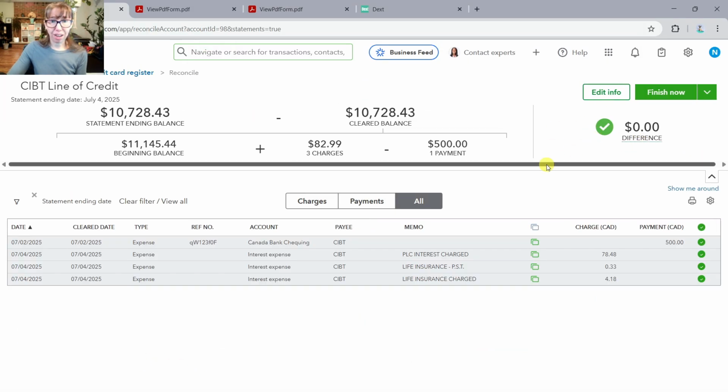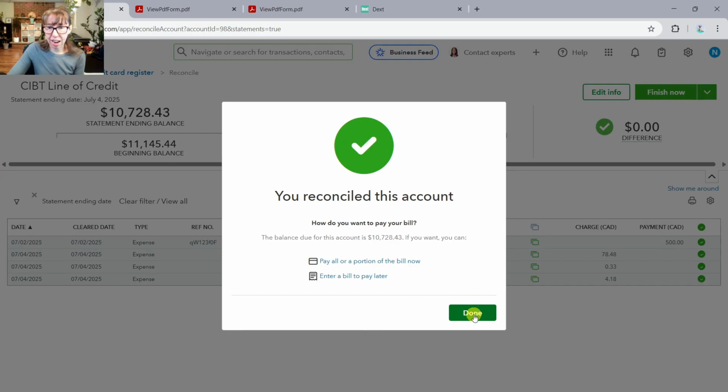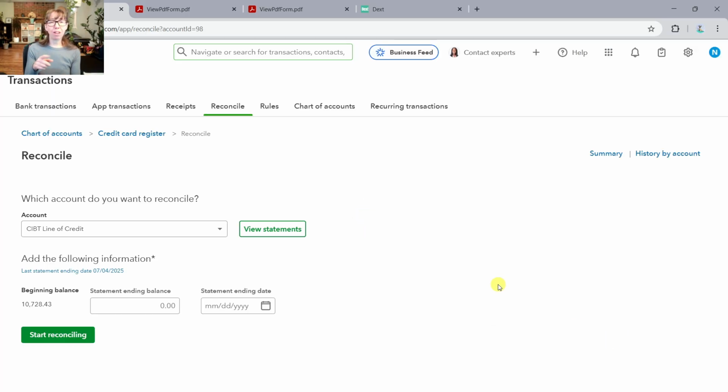And it's 0. Everything's in. QBO has checked everything off. Nice and quick. Finish now. And we're going to go ahead and hit done. What I found interesting is that the last time I reconciled, it asked, do you want to attach the statement to the reconciliation? And these last few that I just did not offer that. I do like to do it.